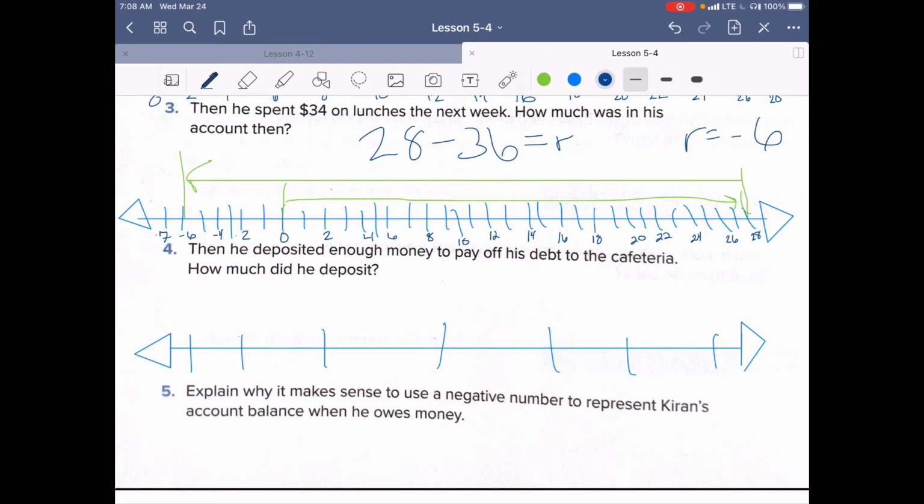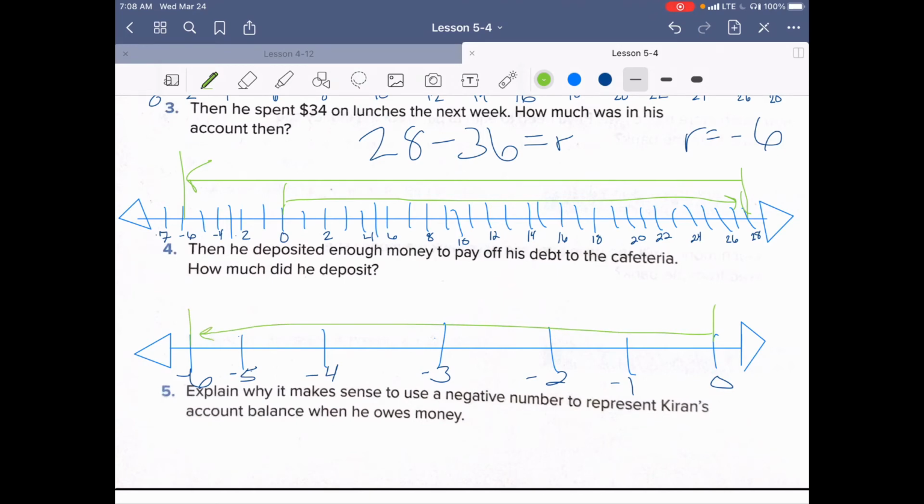All right, welcome back. So number 4, then he deposited enough money to pay off his debt in the cafeteria. How much did he deposit? Well, in the last question, we know he ended at -6. So down here, we're going to start at -6, -5, -4, -3, -2, -1, and 0. So we started at a negative amount of money. So we're going from 0 up to our -6.